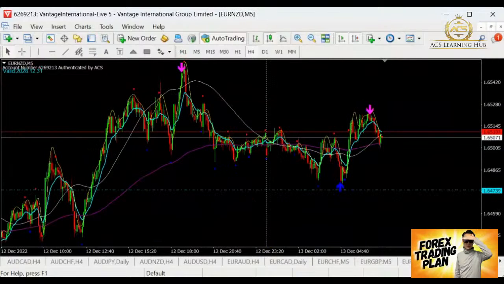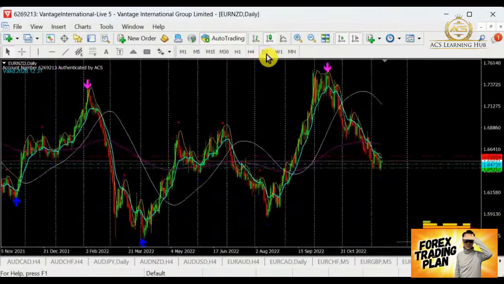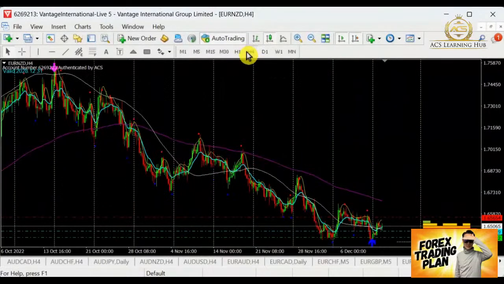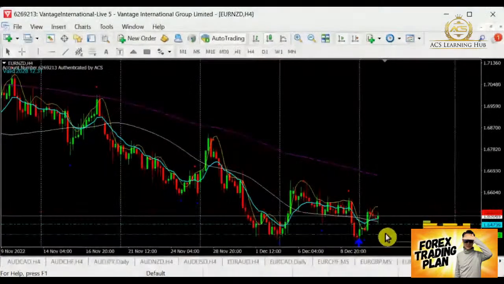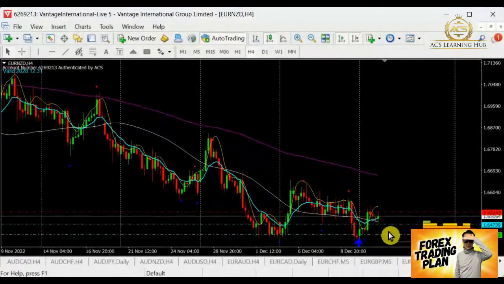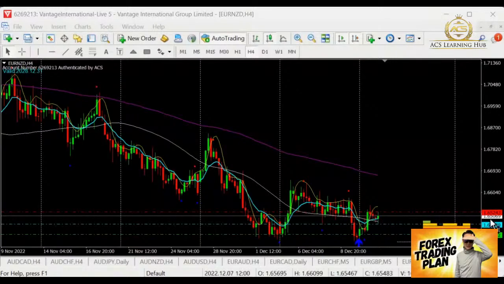For Euro Kiwi, over here it is very straightforward. Now we are in the bear, so in the bear we are looking for a resistance to sell down. At the same time, as we can see, the resistance over here has been tested, and now we are looking out for the support down here. So that may be a good chance there. So Euro Kiwi, I'm going to put on the watch list. This is quite good.